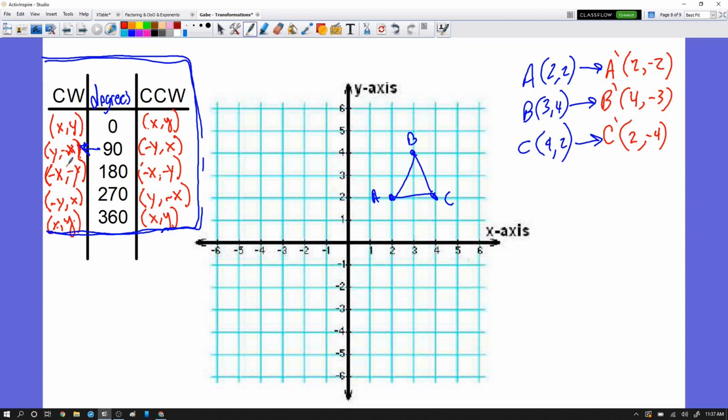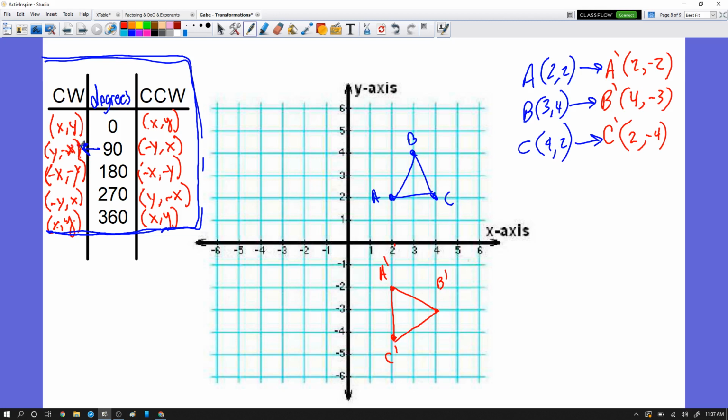Okay, so I'm going to plot these now. 2, negative 2, that's A prime. 4, negative 3, that's B prime. And then 2, negative 4, that's C prime. And you can see that we have a 90-degree rotation of triangle ABC into A prime, B prime, C prime. That is simply just using the rule clockwise.